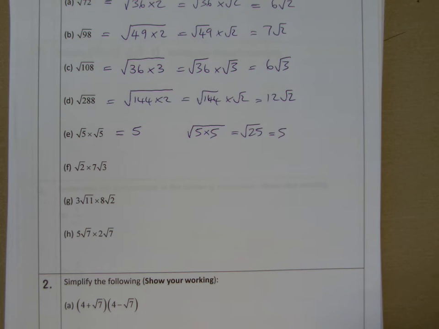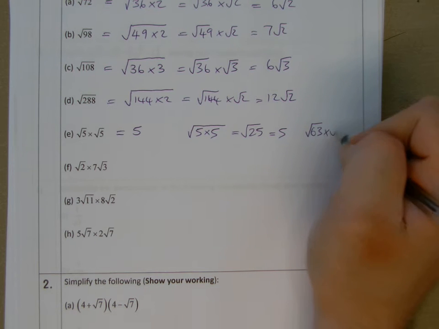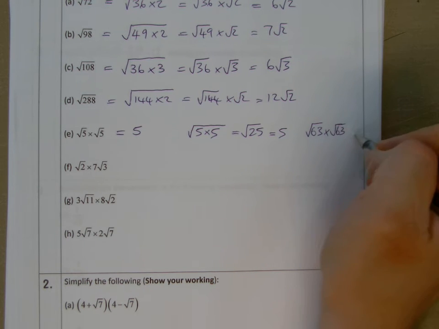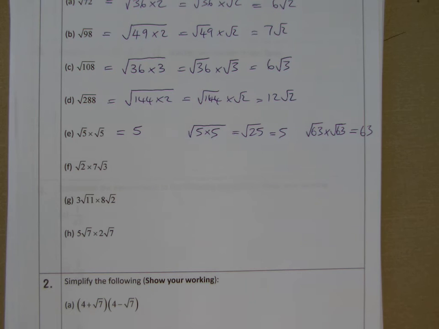Okay, so that's useful, because if I've got something ridiculous like this, root 63 times root 63, okay, I don't have to work it out. I don't have to do anything there. I just can say straight away 63. Okay, and again, you can check in your calculator.